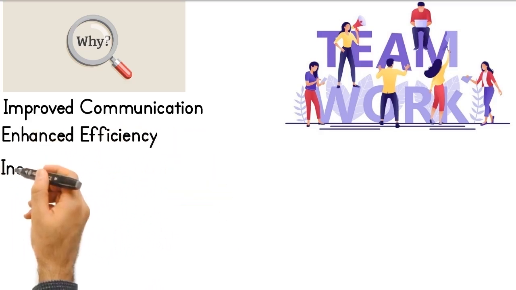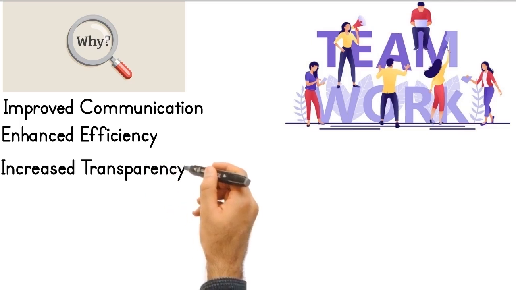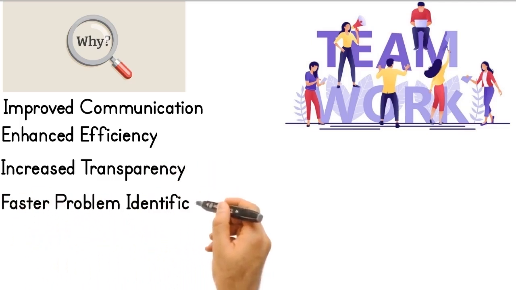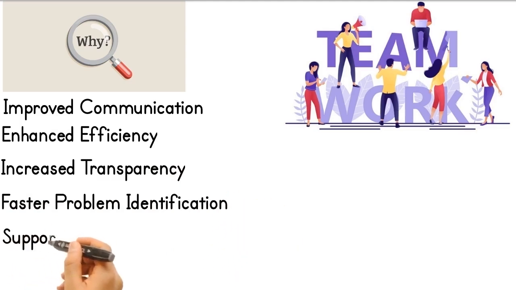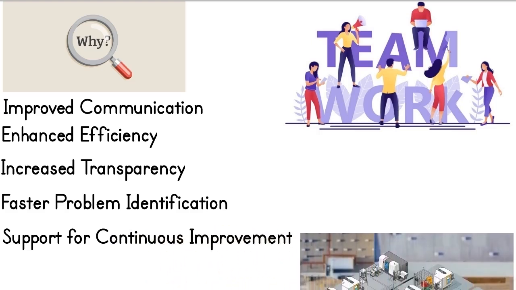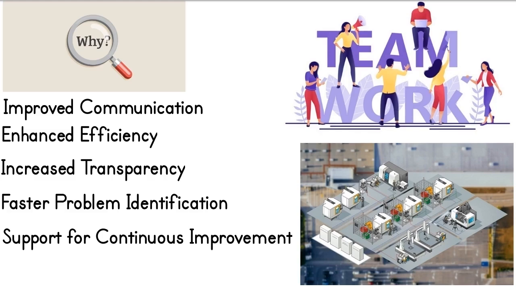Increased transparency. Key performance data, such as production metrics or quality levels, is visible to all team members, fostering accountability and alignment. Faster problem identification. When issues arise, visual cues make it easier to spot problems and take corrective action promptly. Support for continuous improvement. Visual management is integral to lean practices, helping to sustain improvements and maintain focus on targets.